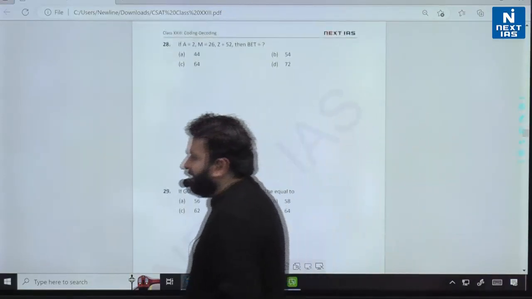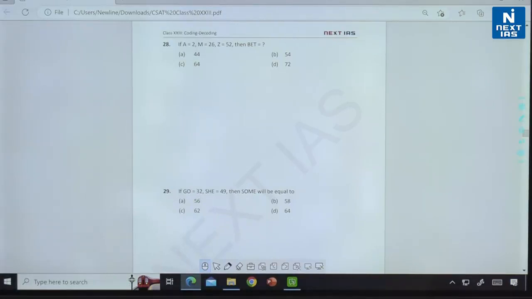Next was question number 28. Yes, question number 28, all of you, what is the answer? Option B, B for Bombay.